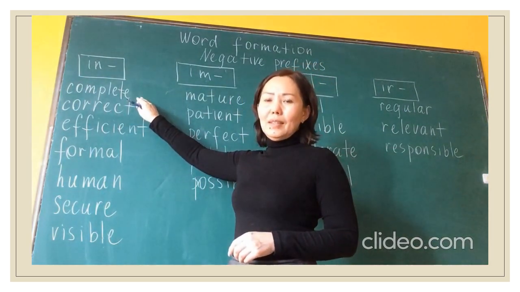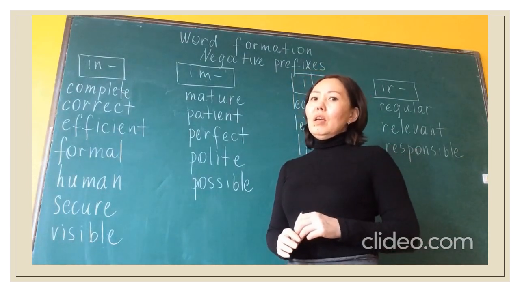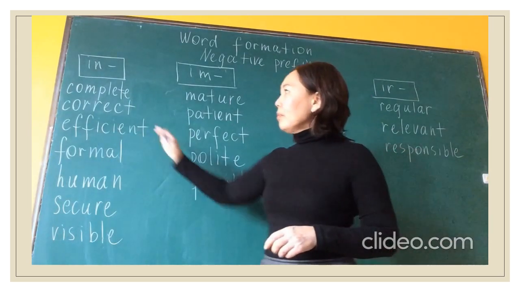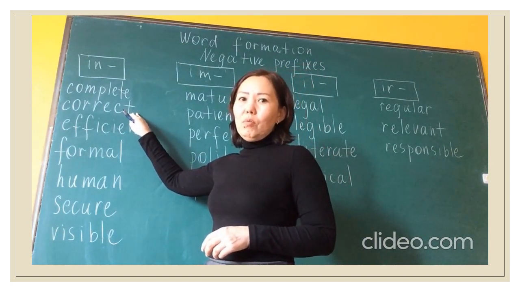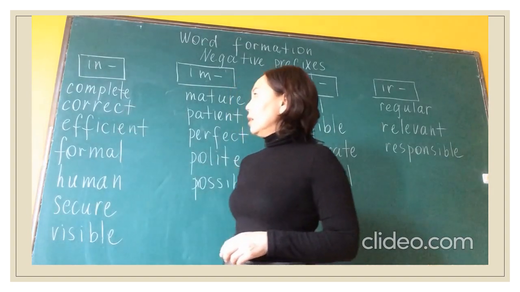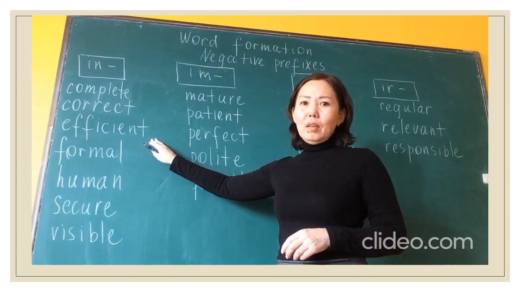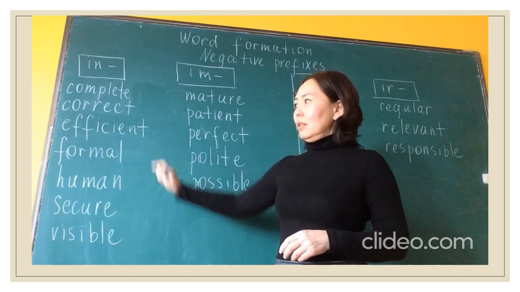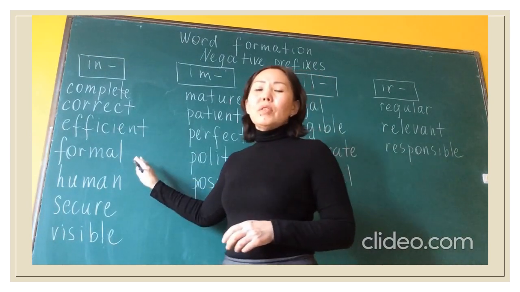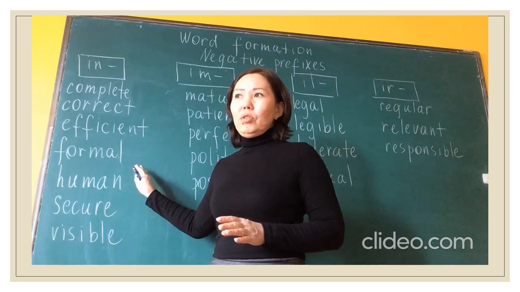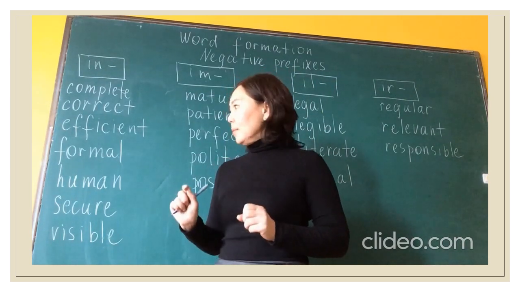Complete and incomplete. What is incomplete? Incomplete may be your homework if you don't finish it. Correct and incorrect. If you do some mistakes in your homework, we say that it's incorrect. Efficient and inefficient. Inefficient is something that is not well organized. Formal and informal. Informal, for example, informal language. It's a conversation between friends when you use different slang.